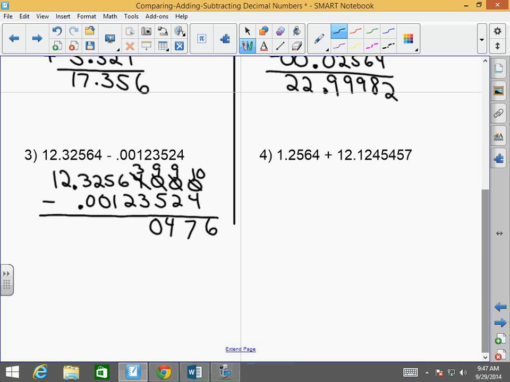Do I have to borrow again? Guys, do I have to borrow again? No, because 3 minus 3, I did not need to borrow for that. 6 minus 2 is 4. 5 minus 1 is 4. 2 minus 0 is 2. 3 minus 0 is 3. And then I have a decimal and my 12, because these two values are zeros as well.